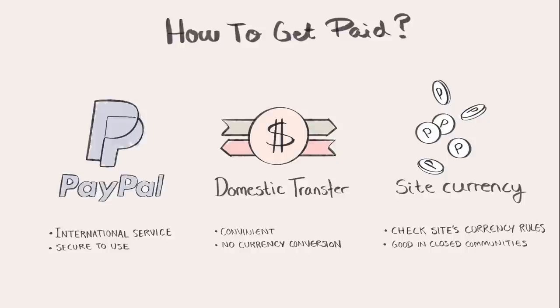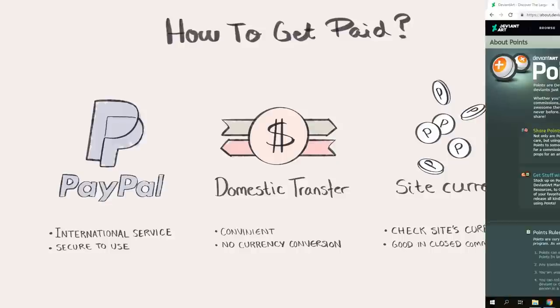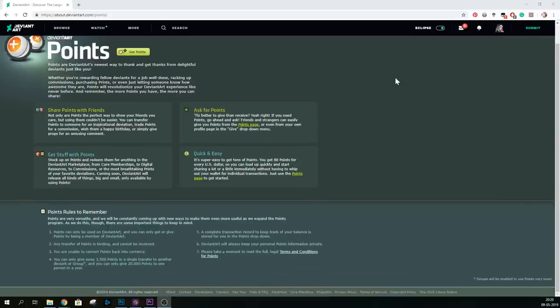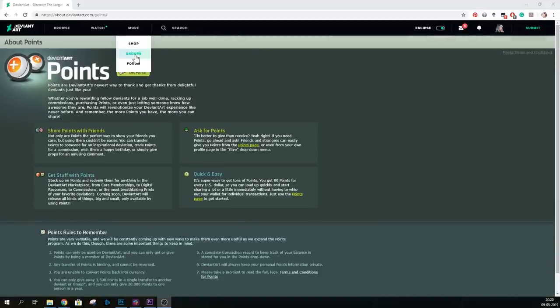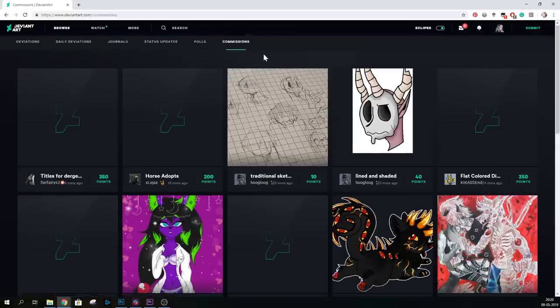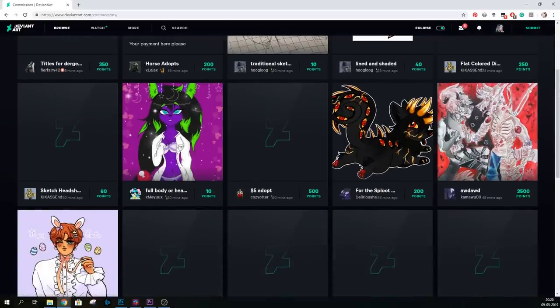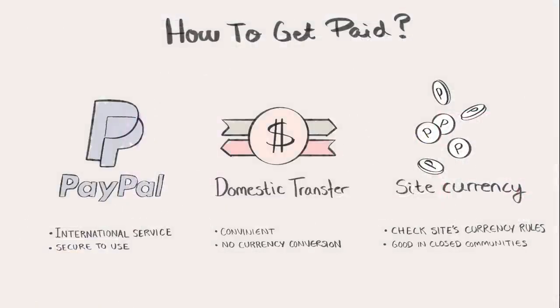But before accepting a website's own currency of payment for your work, you should investigate what you can use the currency for. It turns out that points on DeviantArt, for instance, can only be used for certain things on DeviantArt's own website and cannot ever be transferred back to real money. So look into the options in your own country and consider PayPal as well, because it's so easily accessible for so many people and it's also secure.